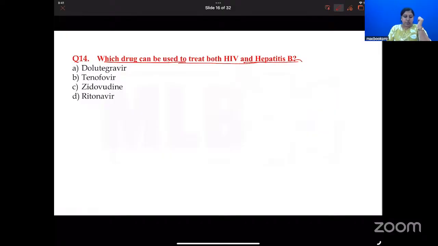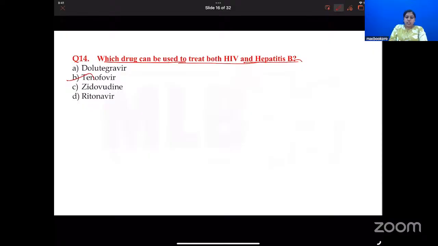The correct answer is B, that is your tenofovir. Now, additional questions for you. Here is where I play a role, right? Like how I will tell that, no, zidovudine is not the answer here. So tenofovir is a drug which can solve two purposes. That is, it is used in management of HIV and hepatitis B.